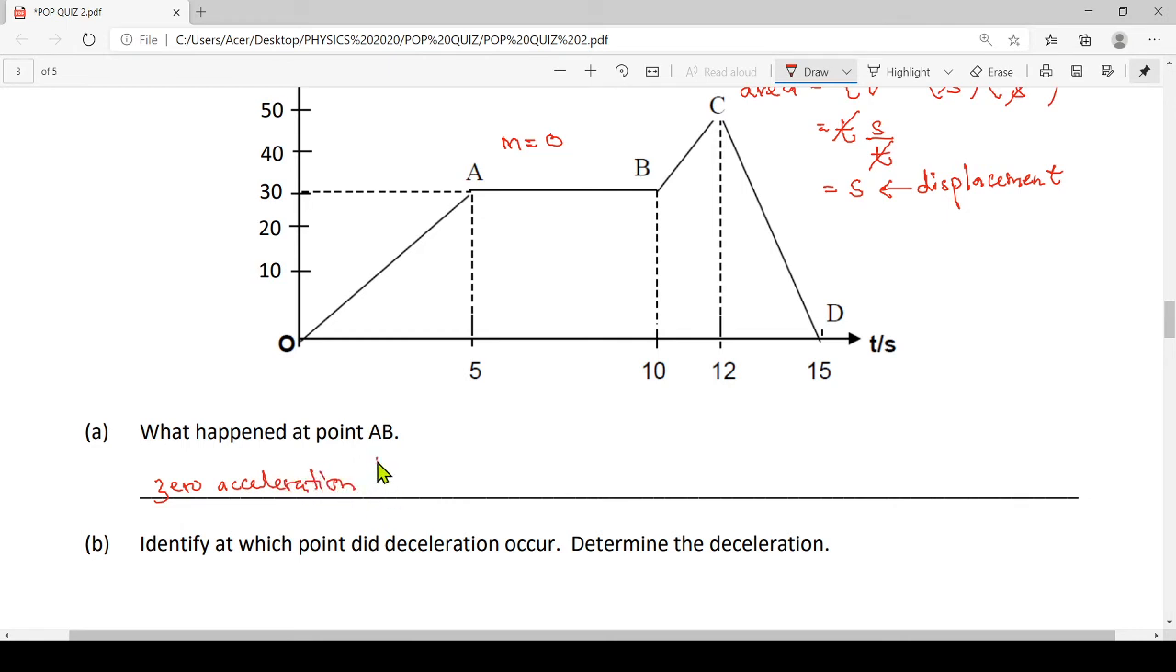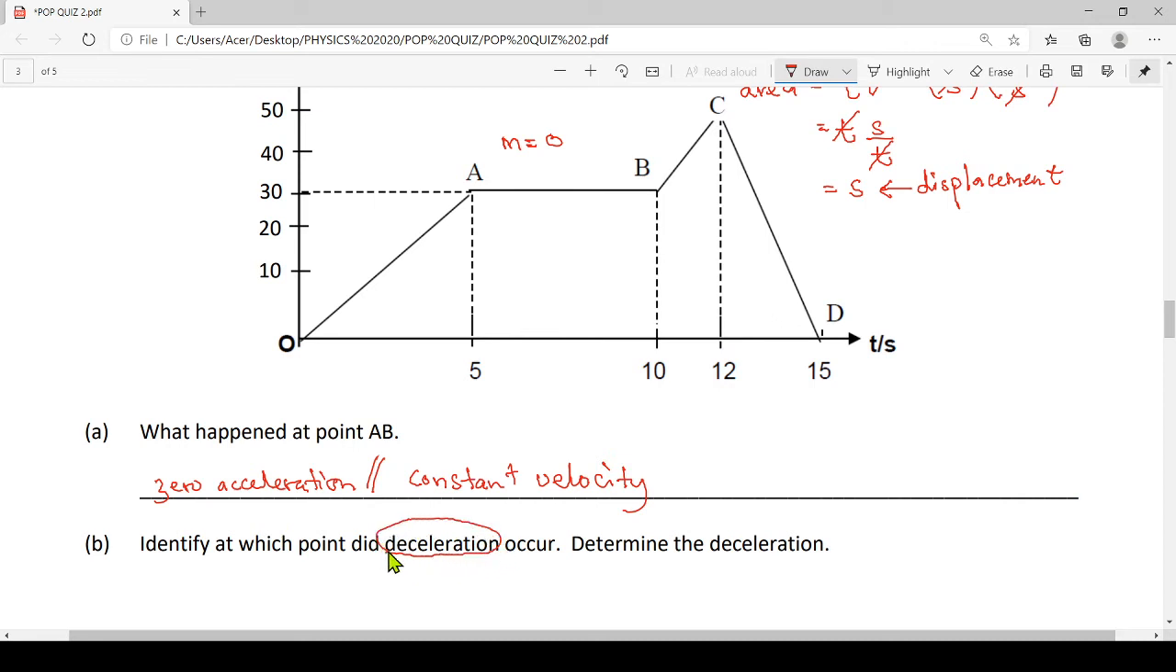Or we can also write constant velocity, right? Because at any point my velocity is always 30. Alright, so it is constant velocity. Now identify at which point did deceleration occur. Determine the deceleration. Okay, so here I have deceleration.